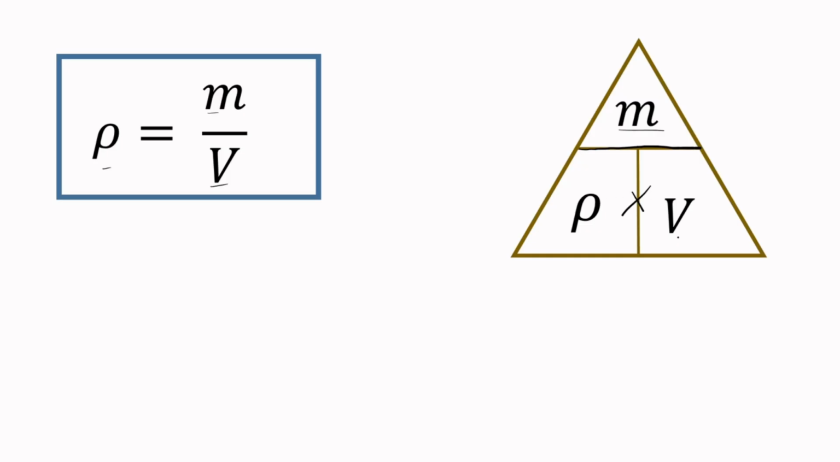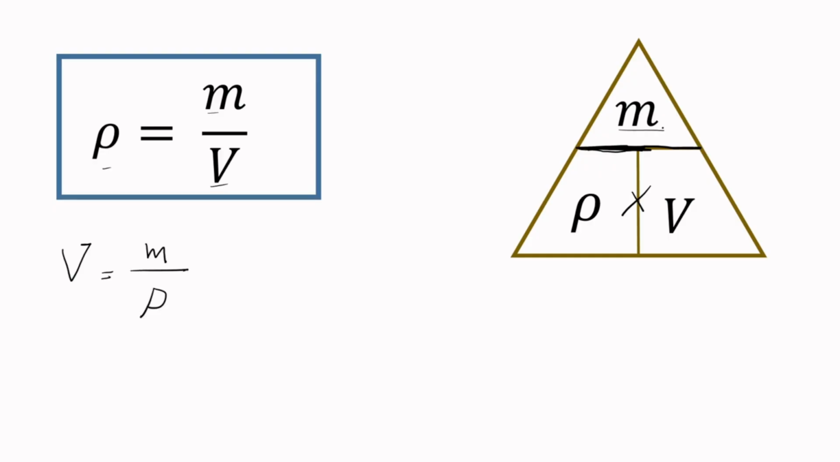Okay, assume that I want to calculate volume. So I'm going to write V. Okay, what do I have? I have M at the top. Then I'm going to have a fraction line. You can see it here. And I have rho. So the formula is going to be M over rho.